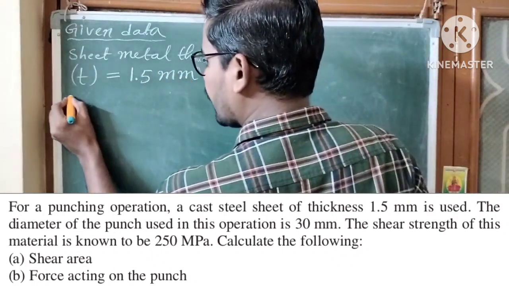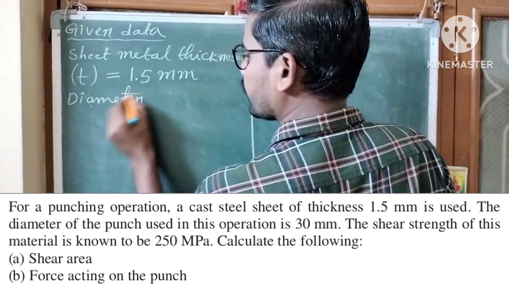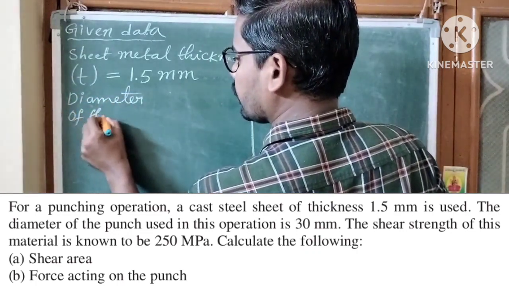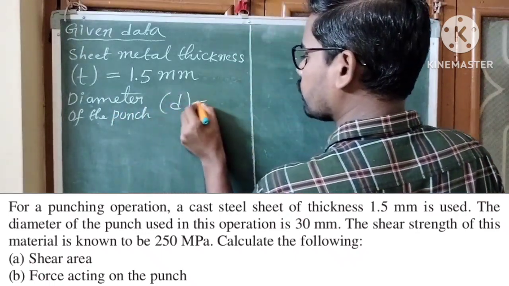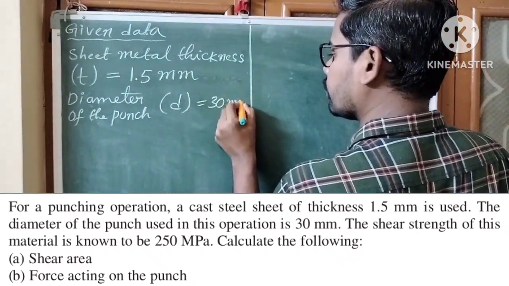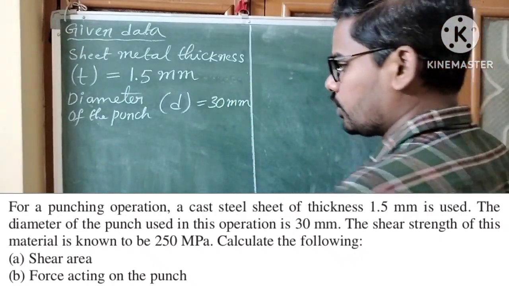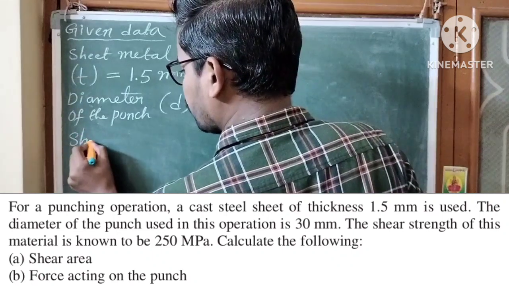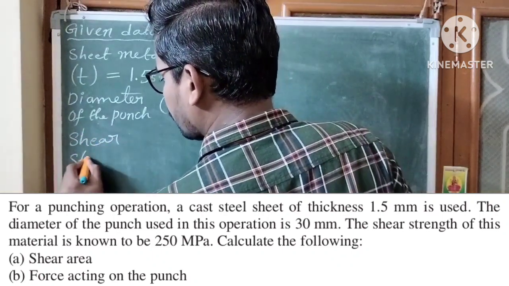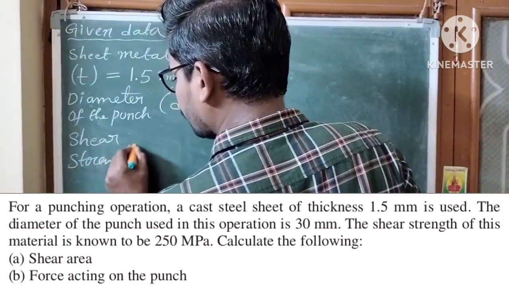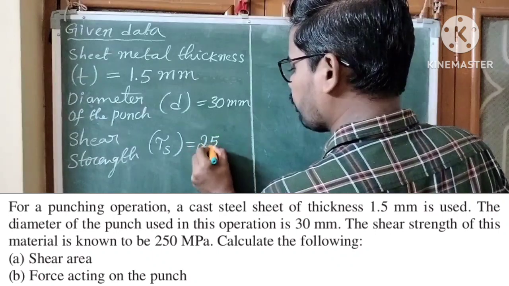Next, given the diameter of the punch, denoted by small d, is equal to 30 mm. Next, shear strength of the sheet metal, denoted by tau s, is equal to 250 MPa.